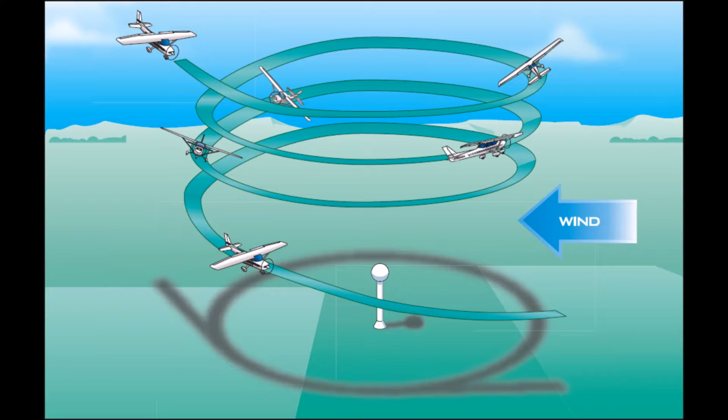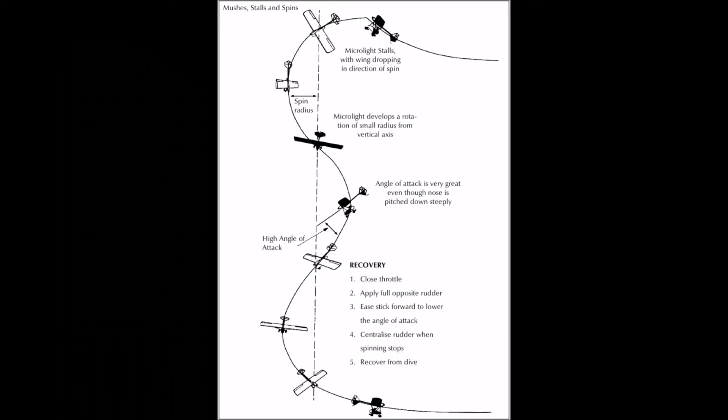So here, we'll just show you what a spin entry looks like. We're going to go up to a power on stall. We're up around 3,000.